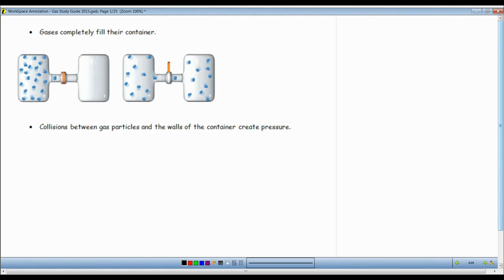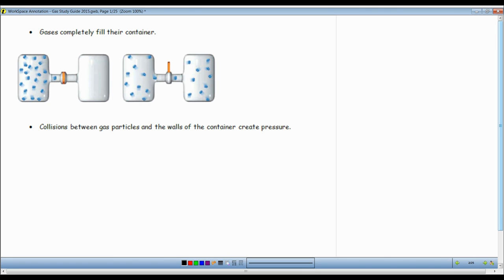Gases take on the complete volume and shape of their container. So if I have gas in one compartment and I open a valve in the middle, the gas particles will completely fill the entire volume of the container.